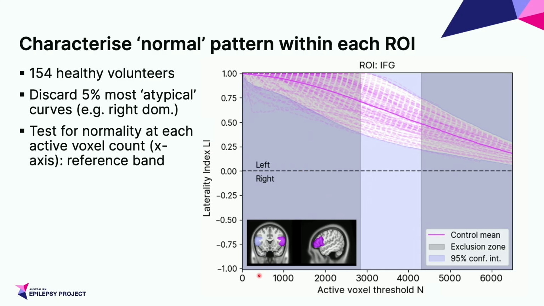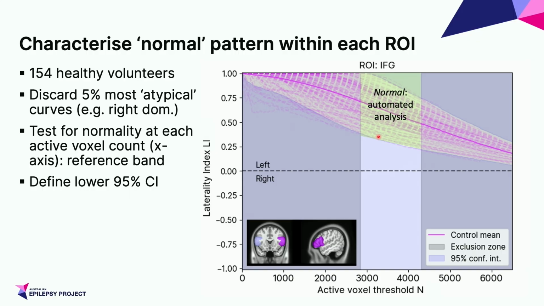Then, at each value on the x-axis here, the number of active voxels, we look at the distribution of the laterality curves, and we test, is that distribution normal? So is it statistically well behaved? Then we go out until we find the region in which the laterality curves are well behaved statistically, in the sense of a normal distribution, and we can use this to define a lower bound outside of which things would be considered atypical.